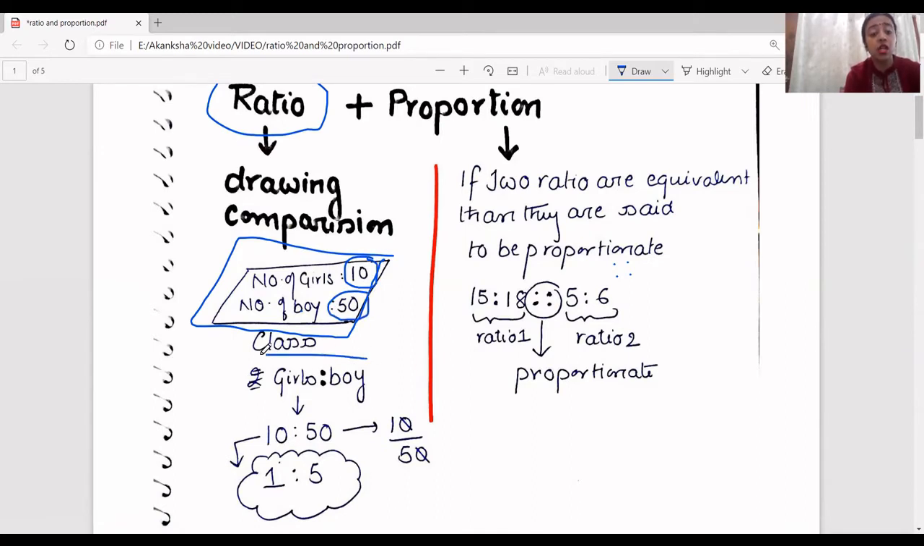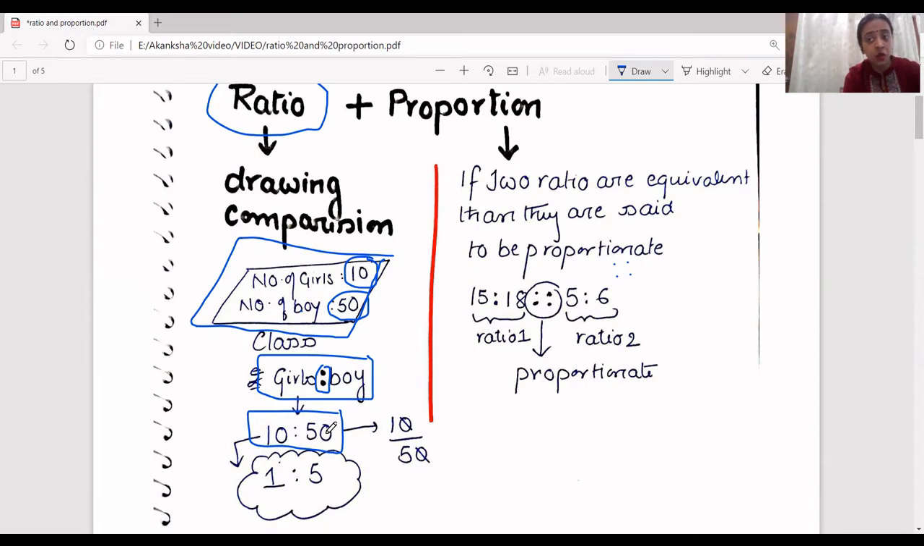Now, girl is to boy. This is how you represent the ratio. This symbol is used for ratio. Girl is to boy is represented by the count of girls is to the count of boys. So the count of girls was 10, the count of boys was 50. So 10 is to 50 is the ratio between the girls and boys.